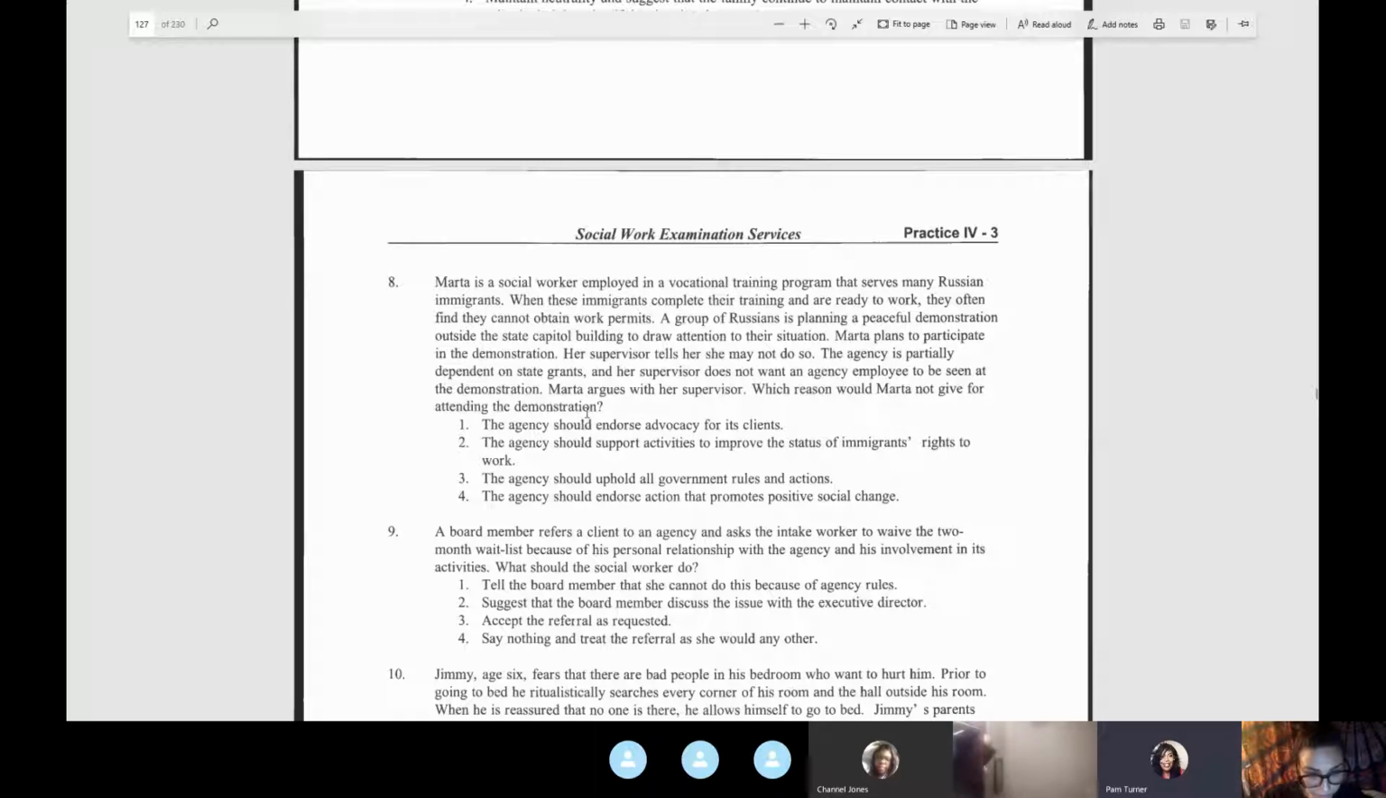Her supervisor tells her she may not do so. The agency is partially dependent on state grants, and her supervisor does not want an agency employee to be seen at the demonstration. Marta argues with her supervisor. What reasons would Marta not give for attending the demonstration? Okay, chime in there for me. Why would she not give? What would she say that would not be a reason? Since it's a "not" question, the other three are reasons that she could give.